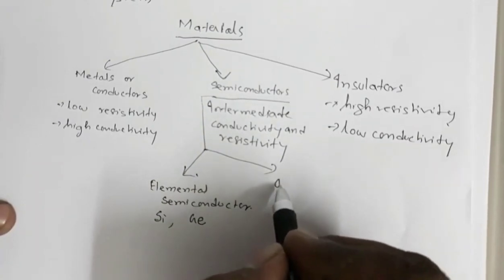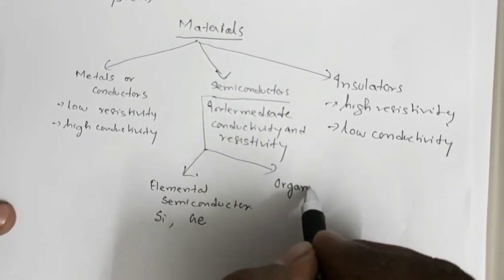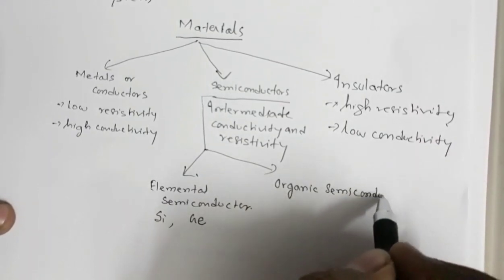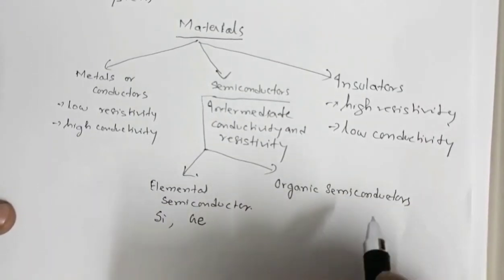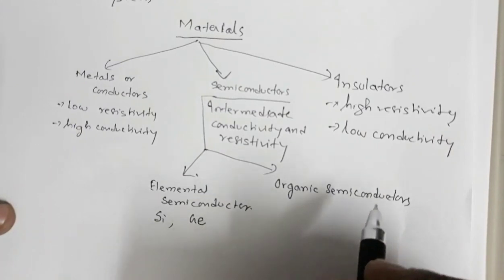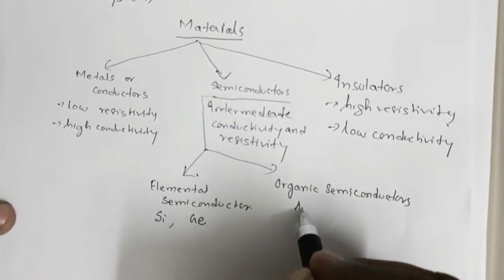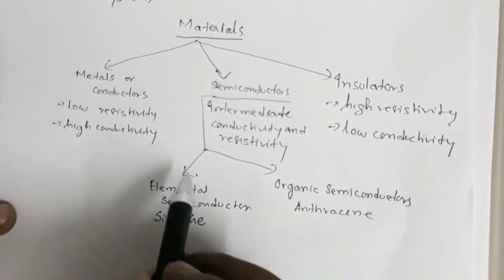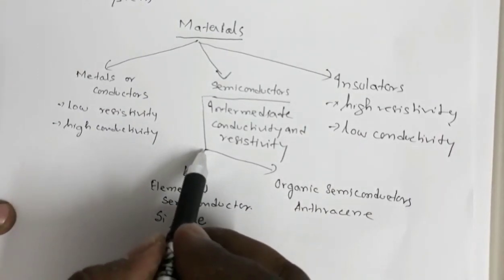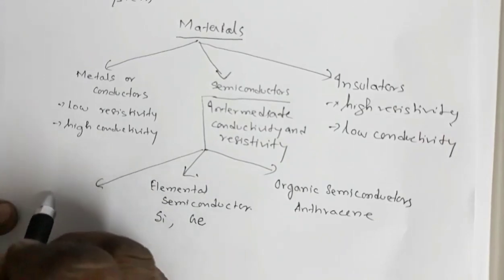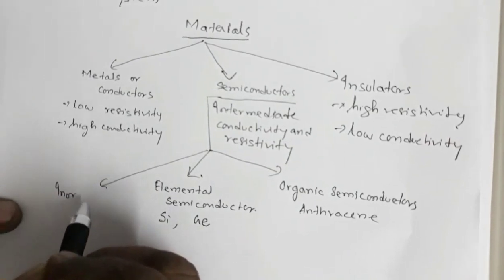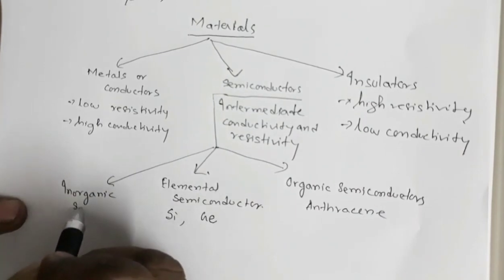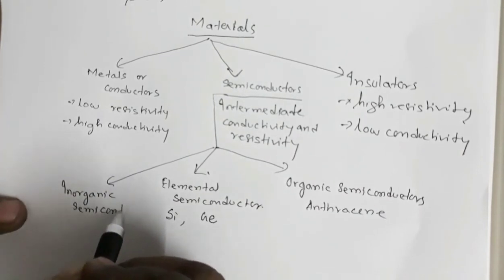Then you have organic semiconductors. In this you have anthracene. Okay, there is one more category, that's the inorganic semiconductors.